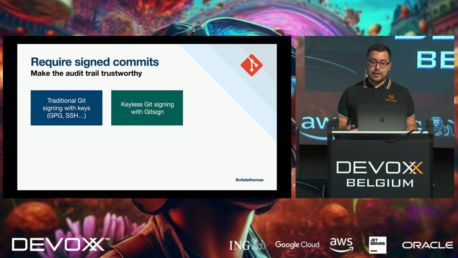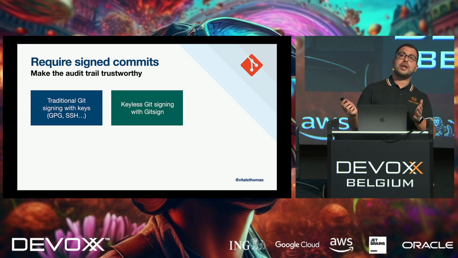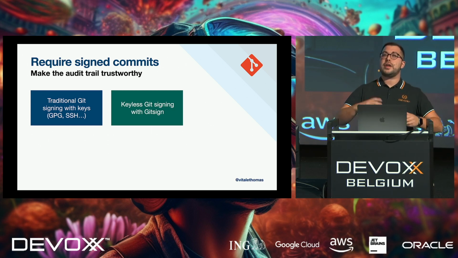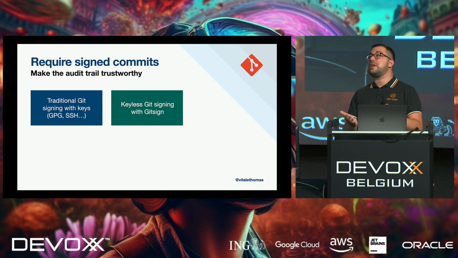A better way, I really like it, is a keyless approach. I don't know about you, but I don't like handling keys. They're really annoying. A keyless approach is better because you don't need to create any keys in advance, but once you commit, you're redirected to your usual single sign-on flow, maybe using login with GitHub, login with Microsoft, login with Google. It's an approach that I prefer.